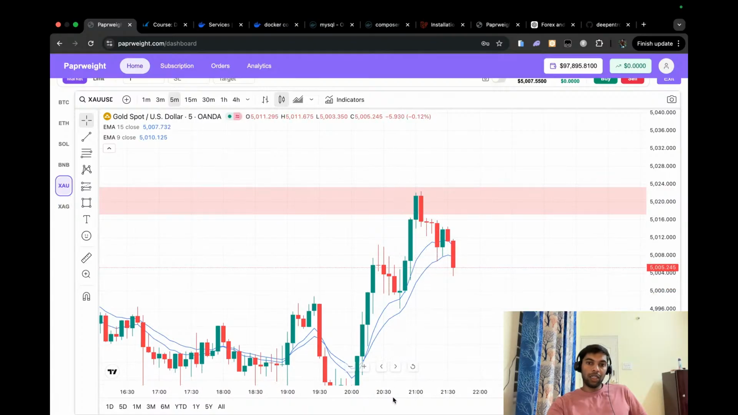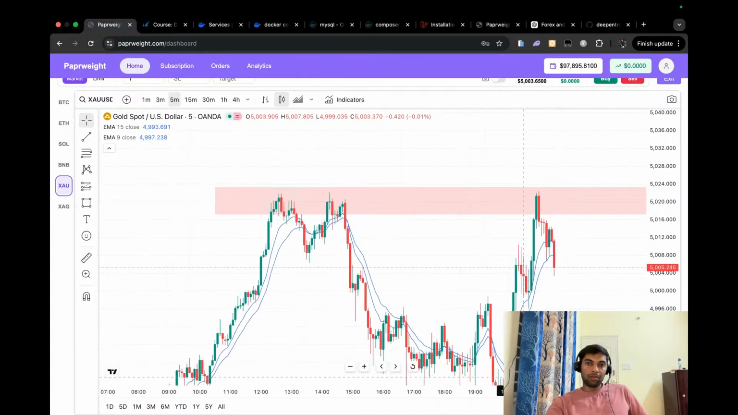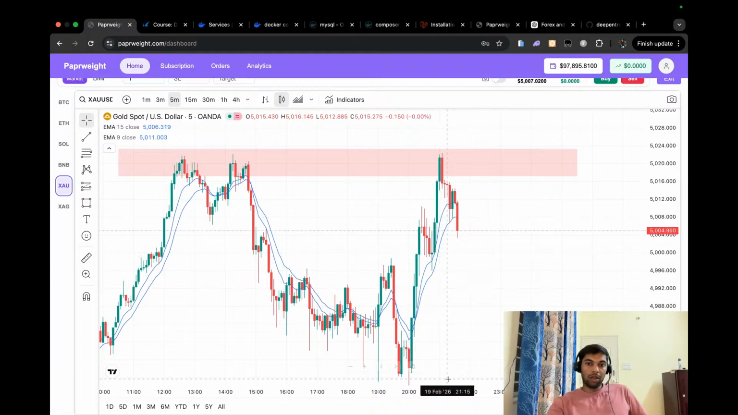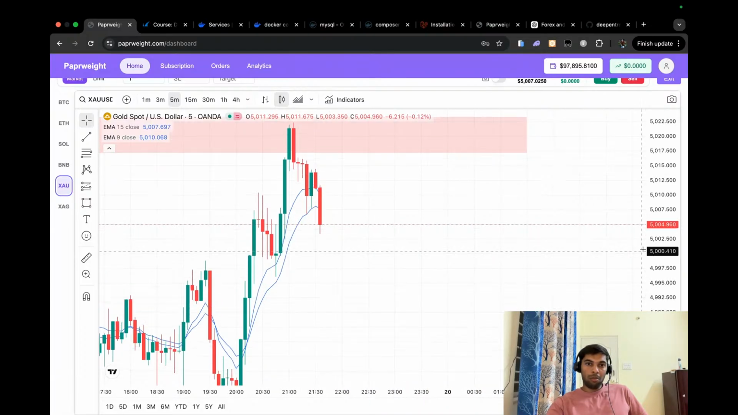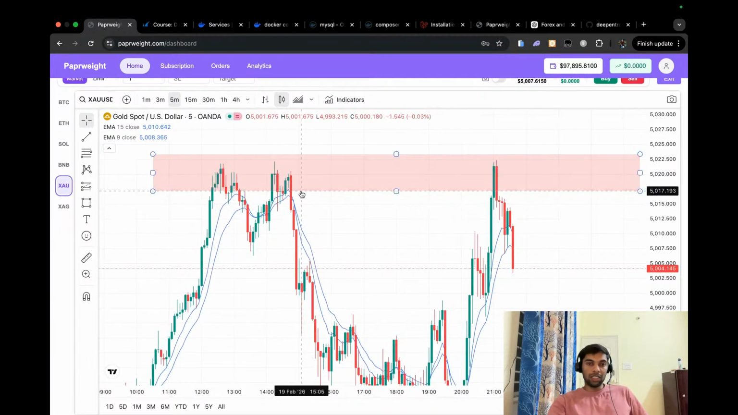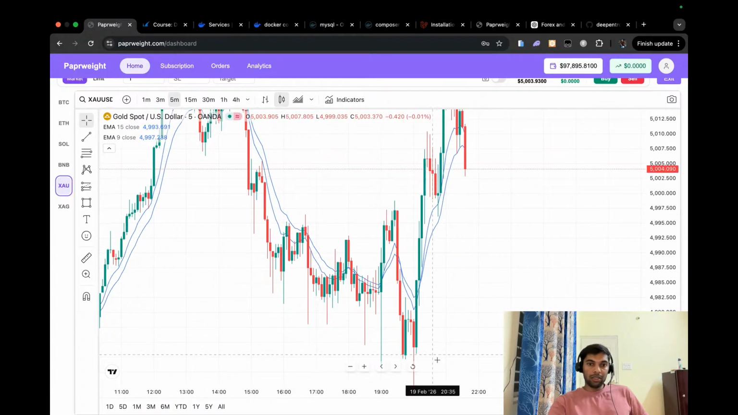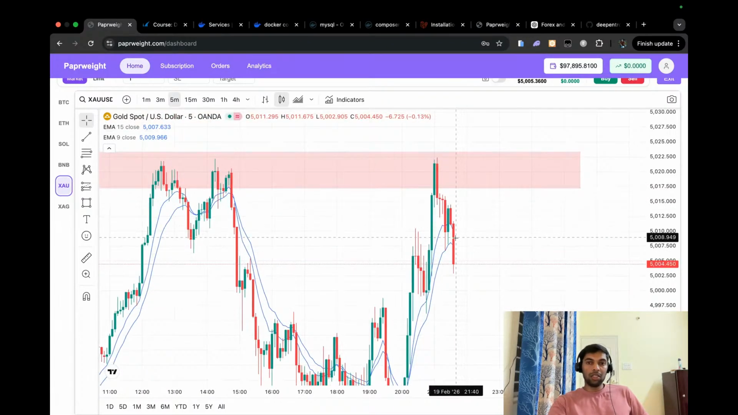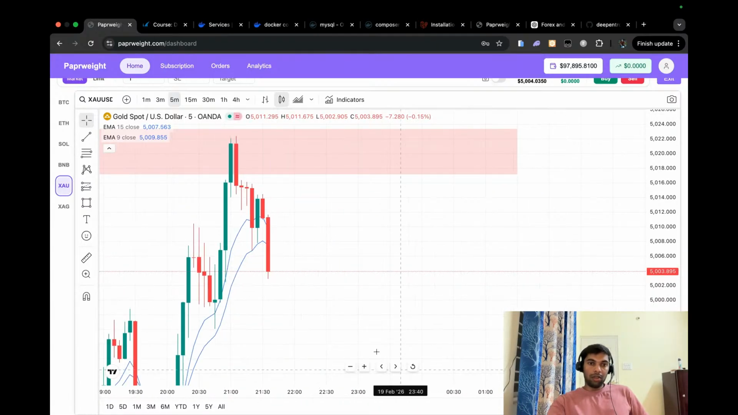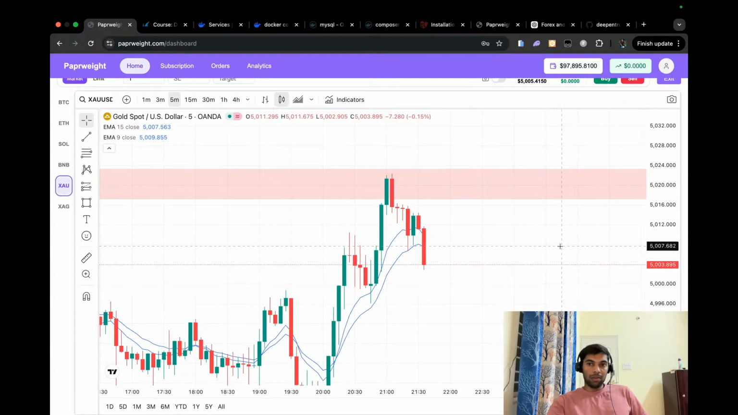Okay, so in gold, I think it is interesting. It is respecting this selling zone, and the market is falling from there. Okay, nice. Because from this, as you can see, last time it started falling from this point, and it reached here. So this is also a major selling zone, and we have to take care of the zone as well.